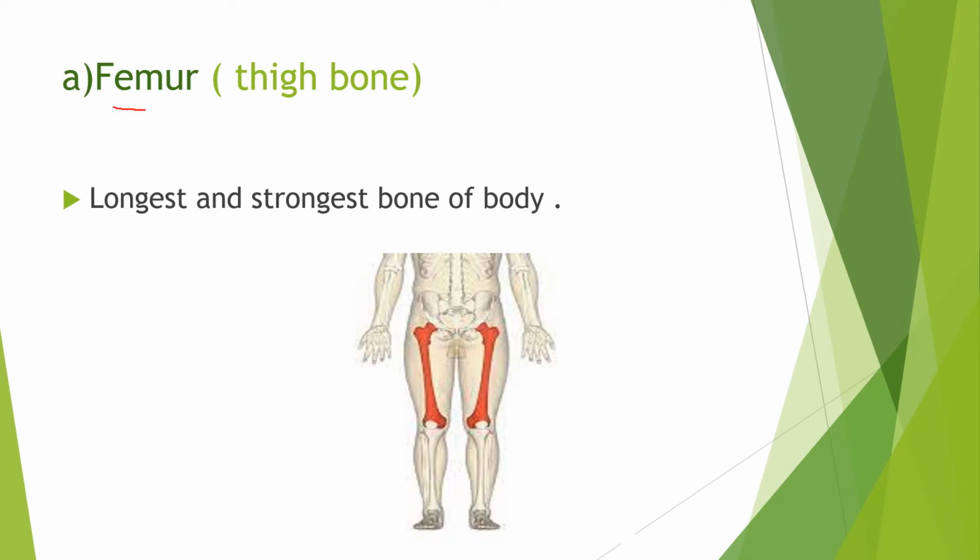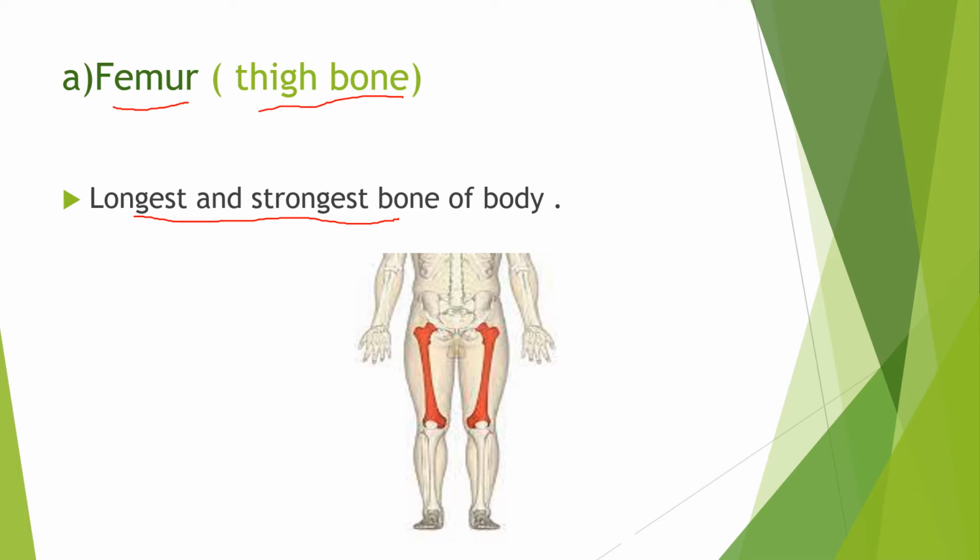The first is a femur, which is commonly called thigh bone because it is present on your thigh. The most important thing about the femur is that it is the longest and strongest bone of the body. It can come in the MCQs of the paper that which is the longest and strongest bone of the body, then that is femur or simply called thigh bone.